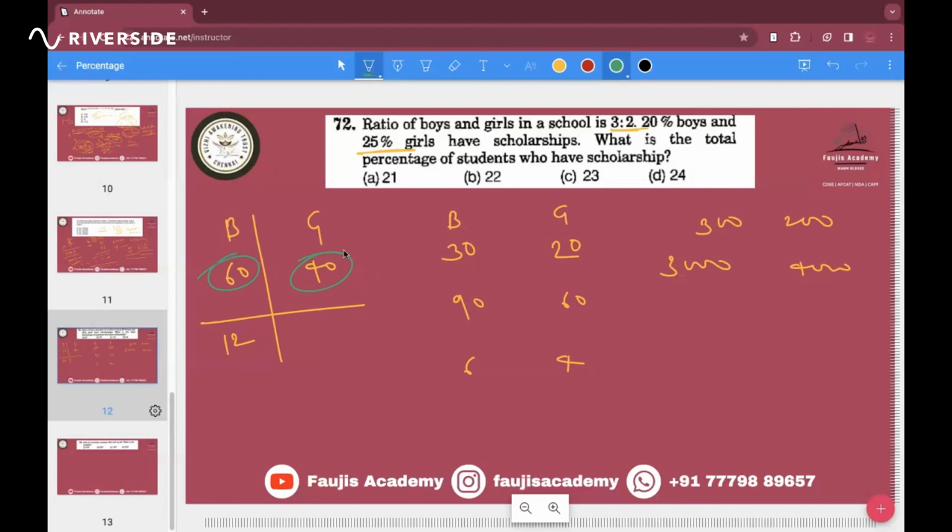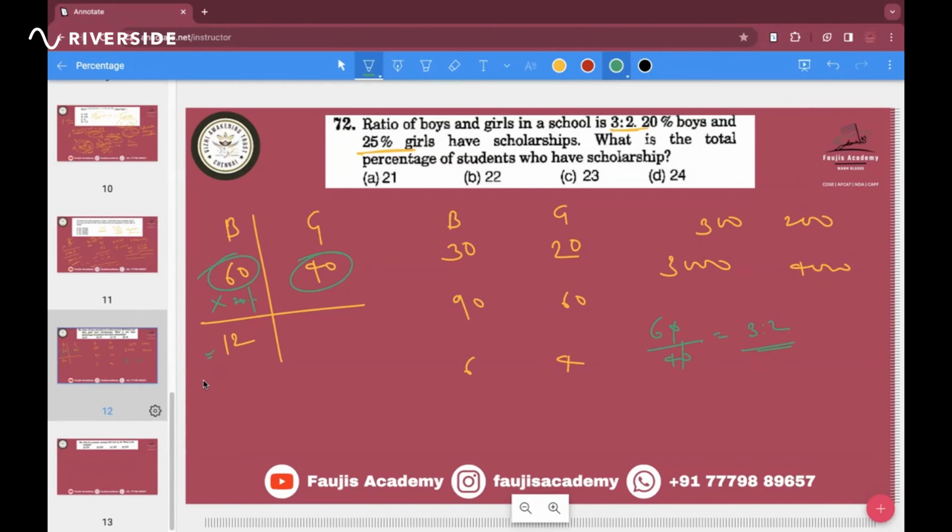The ratio of boys and girls they have given is 3:2. For ease of calculation, we have assumed that it is 60:40. 60 to 40 is what? 3:2, right? So we have assumed that there are 60 boys and 40 girls in the class. And now 20% of boys and 25% of the girls have scholarship. So what is 20% of 60? It's 12.